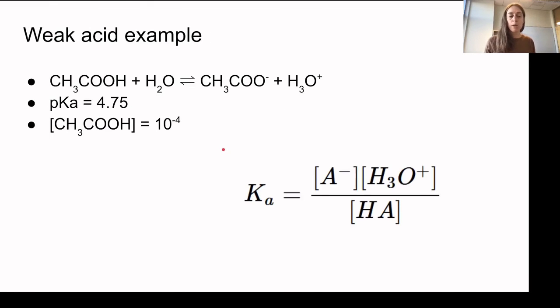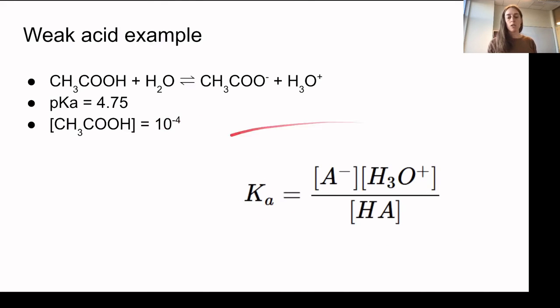This might change depending on what the pH is and what our pKa is, and what the concentration of everything is in solution. So we'll use acetic acid as an example. If we put acetic acid in water, we're going to end up with some acetate, plus hydronium ions. And our pKa here is 4.75, and when we have a p out front, that means we've already taken the negative log of that. So that'll come back into play in a second. And our initial concentration of acetic acid is 10 to the negative 4th.